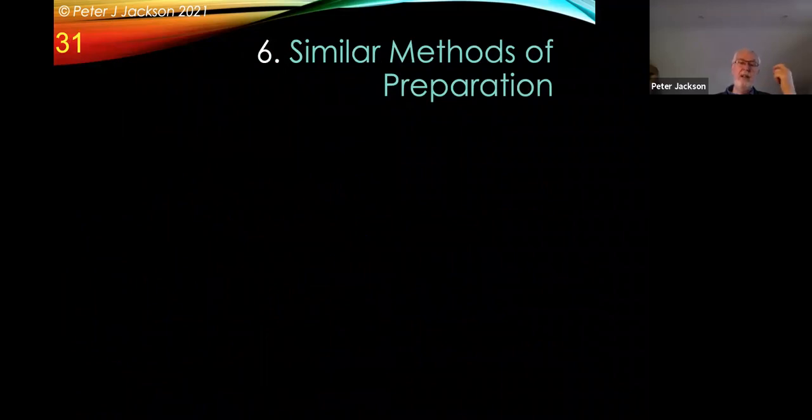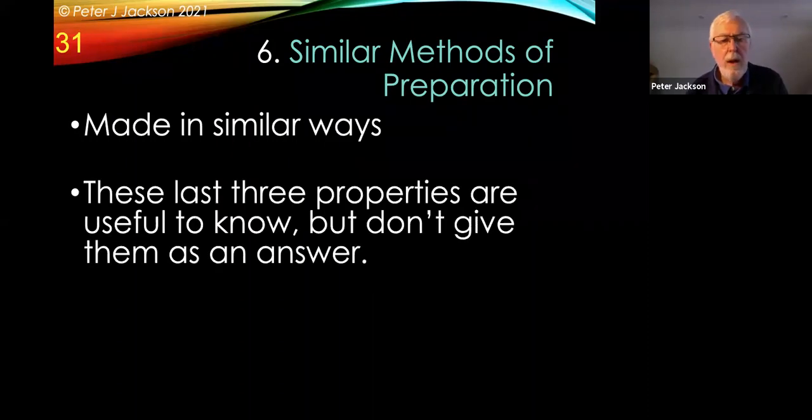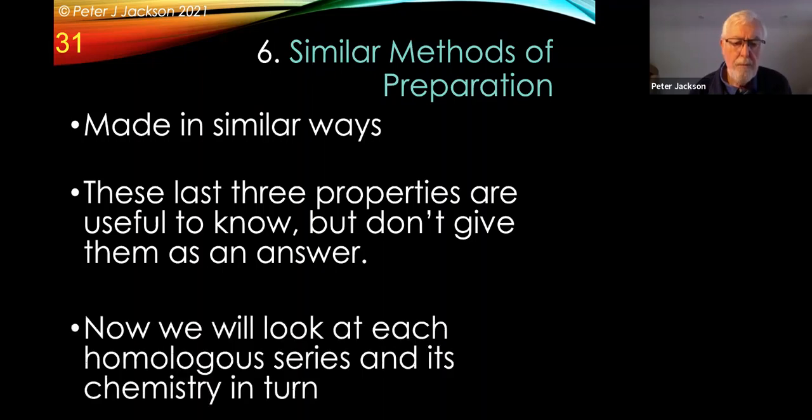And number 6, they have similar methods of preparation. We make them in similar ways. We make all the alkanes in a similar way. We make all the alcohols in a similar way, chemically at least. We talk about making a meal. We talk about preparing a meal. Well, preparing sounds a bit posher than making, hence similar methods of preparation. These last 3 properties are useful to know, but don't give them as your answer. Now we will look at each homologous series and its chemistry in turn.